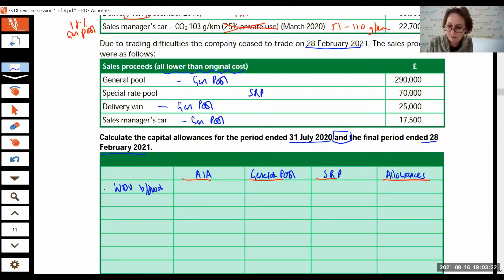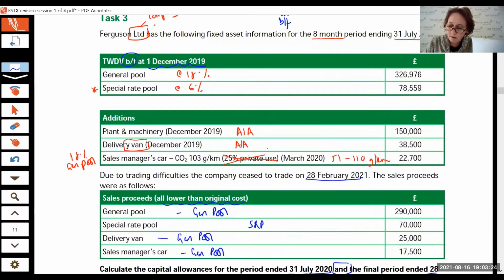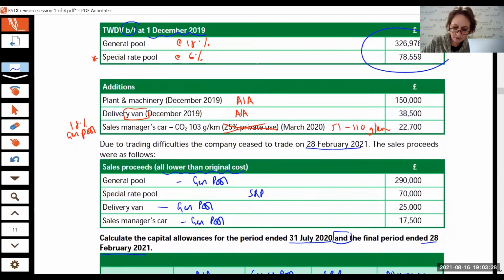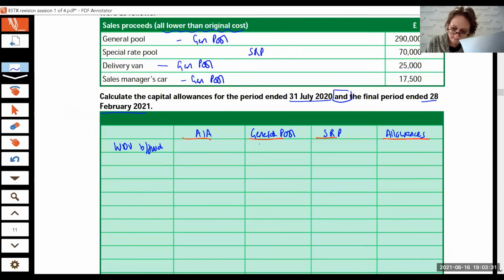Then it's a bit of a copy and paste. It told me what my brought forward balances were. I just need to copy them in. So let's just copy those straight in. See the question here, 326,976. And the special rate pool had 78,559. So that's the first thing. The pro forma then tells me I deal with additions next. So I'm happy with that. I can do some additions.